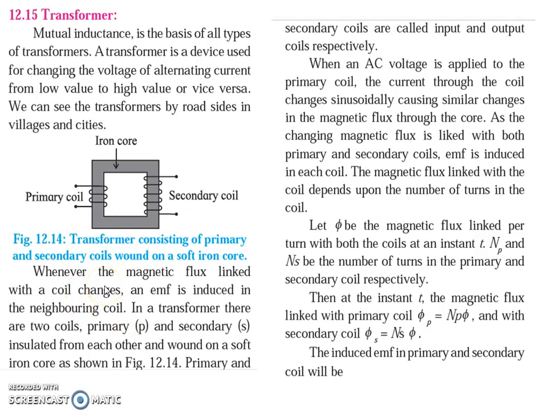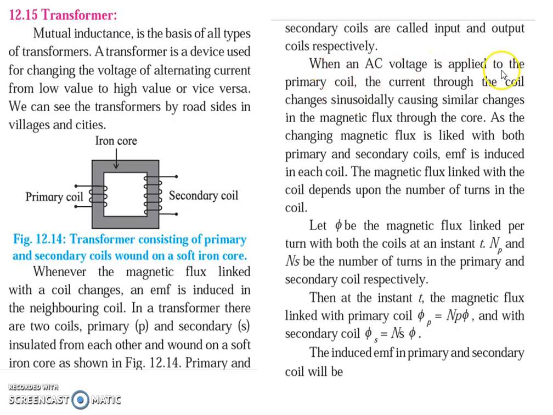Whenever the magnetic flux linked with a coil changes, an induced EMF is induced in the neighboring coil. So that is the principle. In a transformer there are two coils, the primary coil, which I refer to as P, and the secondary coil, which I refer to as S, which are insulated from each other and wound on a soft iron core as shown in the figure. The primary and secondary coils are called the input and output coils respectively.